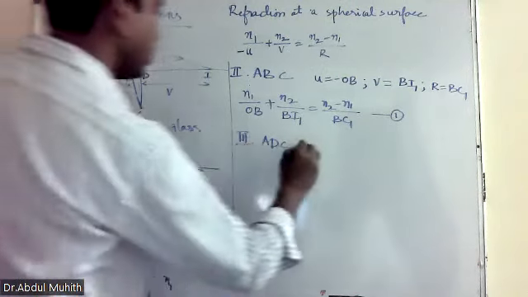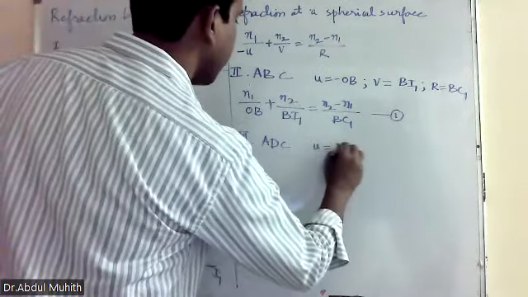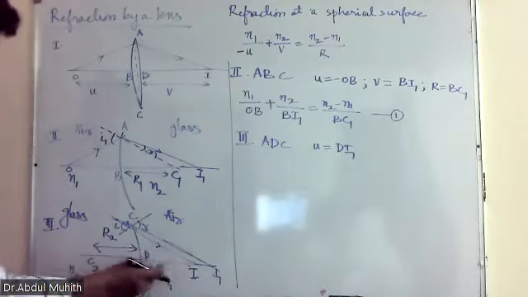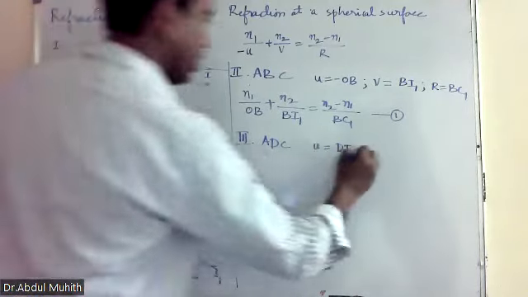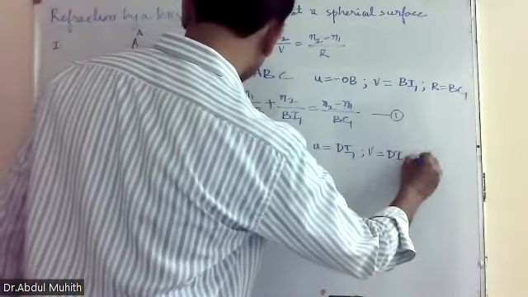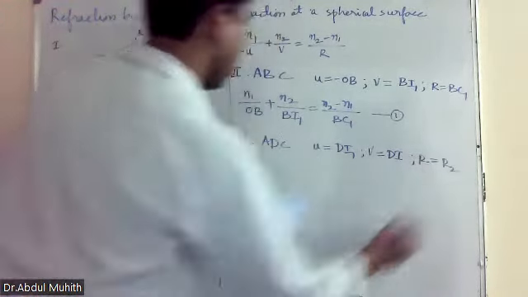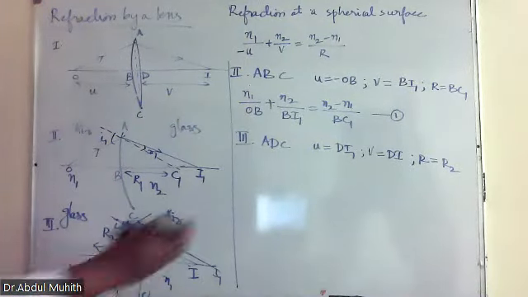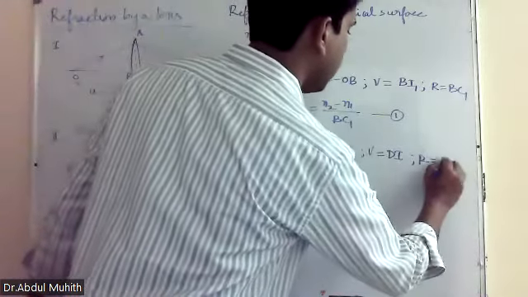So here in this case, U is equal to DI1. Is it positive or negative? It should be positive, right? DI1, because it is in the direction of light. These two are in the direction of the light. And V is equal to DI, and the radius R is equal to R2, which is DC2. I'll write here R is equal to DC2.